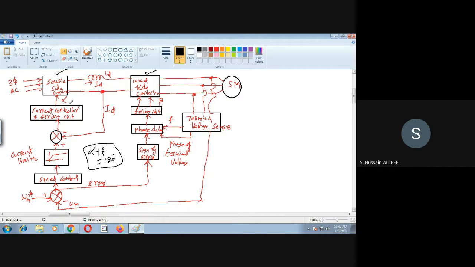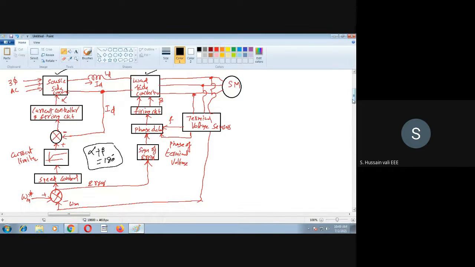Now how are you getting this alpha here? First you sense the speed here. So you are sensing the voltage here, the terminal voltage. Terminal voltage in the sense the voltage that is going from the load side converter. That voltage has some frequency, and it also has some phase angle. So this terminal voltage sensor will sense all these things: the frequency, the magnitude, the phase, everything. Those signals we will take here as the feedback.